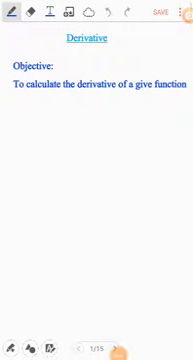اليوم بدنا نبلش بدرس جديد تحت عنوان derivative. The objective in this lesson is to calculate the derivative of a given function. I have to give you a function, you have to derive it. We have to calculate the derivative of a given function.